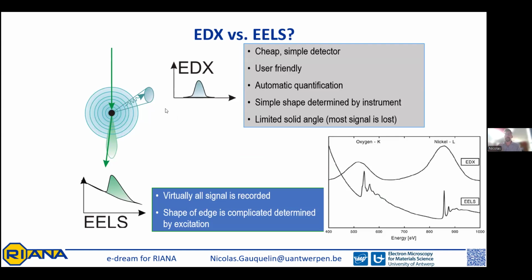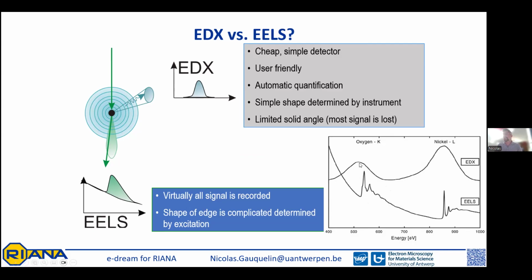So what are the main differences between EDX and EELS? Well, lots of people still do EDX because it's cheap, it has a simple detector, it's user-friendly, you can do automatic quantification, the shape is very simple and just determined by the instruments, but at the same time, you collect just on a small solid angle. Well, it's been increased in more modern instruments, but the efficiency is rather poor. On the other hand, with EELS, you virtually collect all the signal. But the shape of the edge, like in XAS, is more complicated and determined by the excitation.